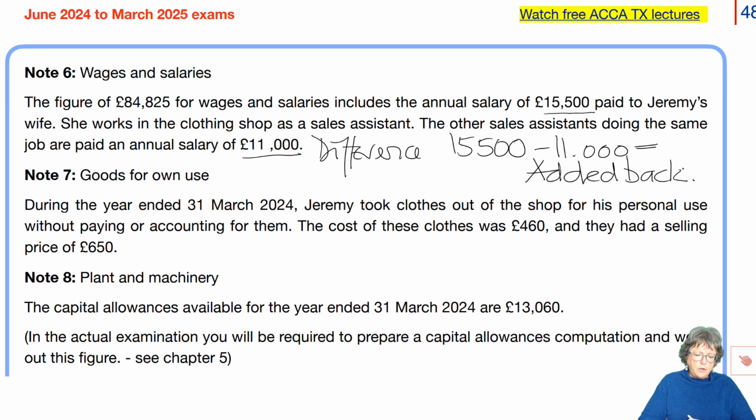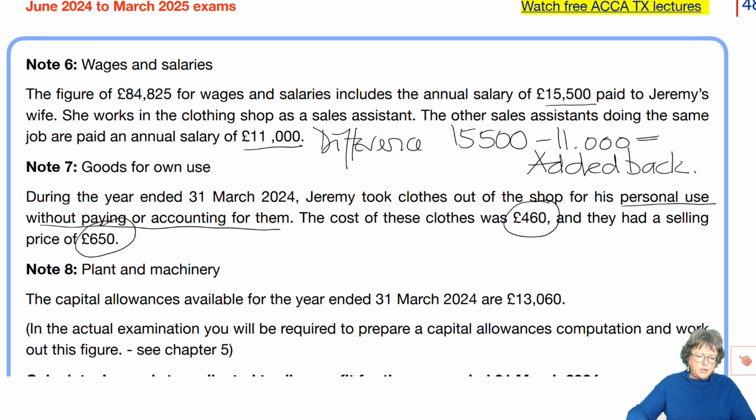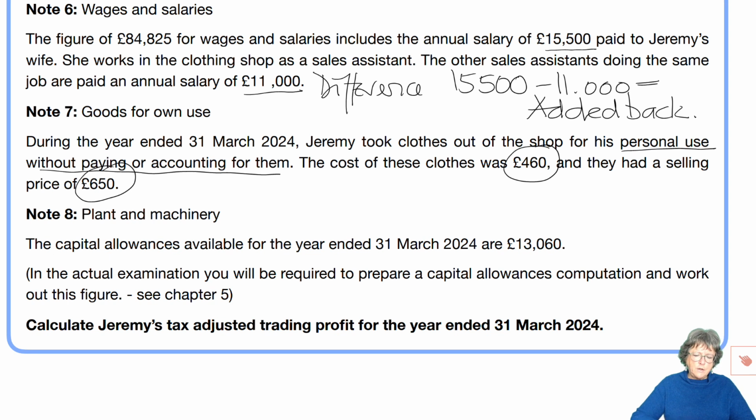Goods for own use. During the year, Jeremy took out clothes for his personal use without paying or accounting for them. Okay, the cost of these clothes was $460, selling price of $650. You are going to have to determine which one of these you need to add back. Plant and machinery. Somebody's worked out the capital allowances for us. It's £13,060. We are to work out the tax adjusted trade profits for the year ended 31st of March 2024.